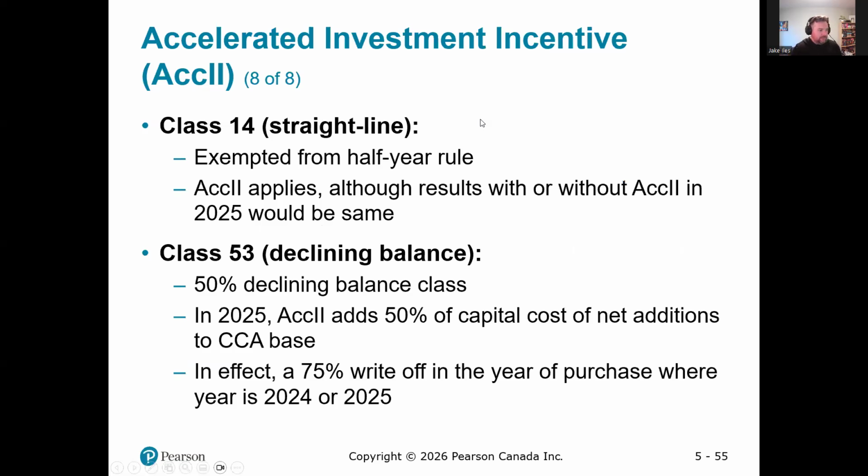Class 14 has to do with franchises, sorry. So because it's a franchise, it's going to be treated as if it's a new business. So it's exempted from the half-year rule because we're already going to be adjusting it for the date of purchase. ACCI applies, although results with or without ACCI in 2025 would be the same. So ACCI applies, but don't worry about it, it still works out to the same numbers.